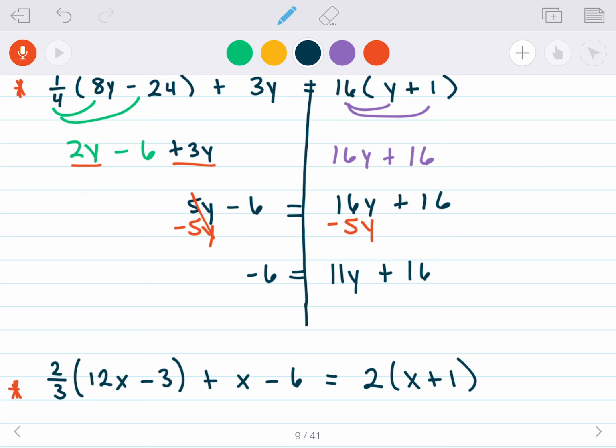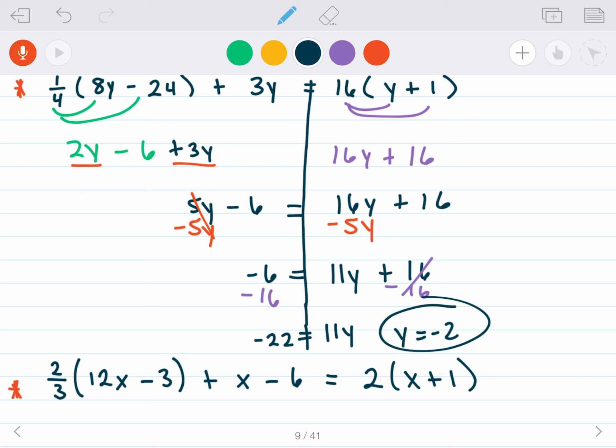Okay, now I can subtract 16 from both sides. So it gives me negative 22 equals 11 times y. Divide both sides by 11 to get y equals negative 2. And that's my solution.